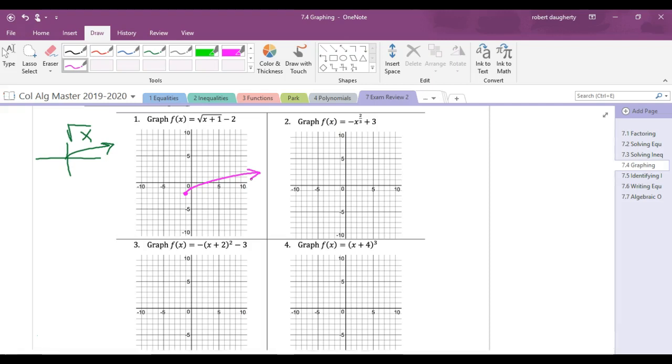The next graph is based upon x to the 2/3. I have to know that x to the 2/3 looks sort of like this. What has happened to it? The negative means it's been reflected. It hasn't been moved left or right, but it has moved up 3. So it starts here, and because it's reflected, my graph is going to do this. It's reflected about the x-axis.